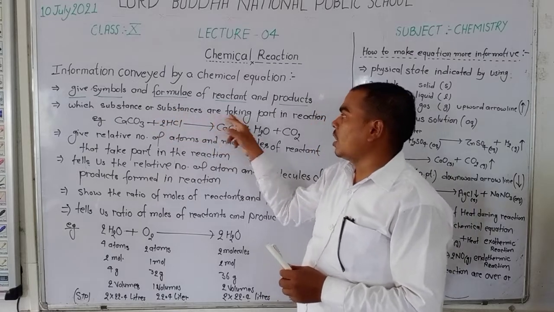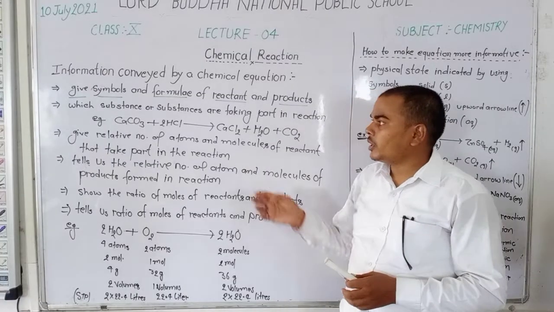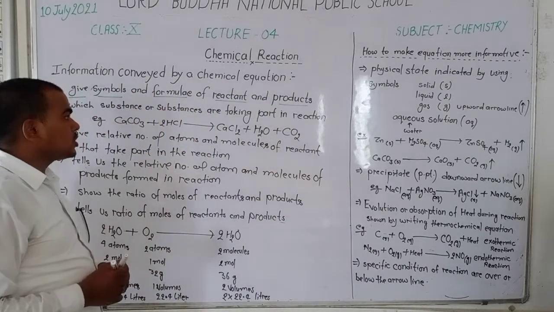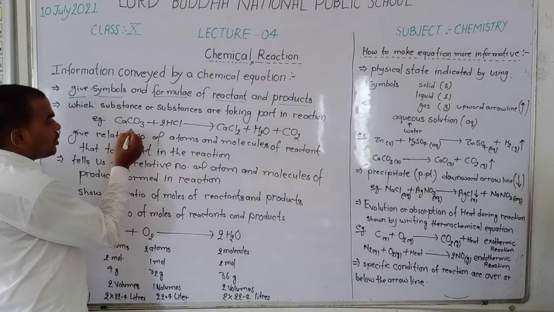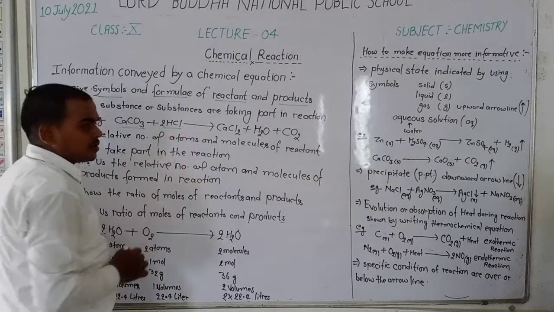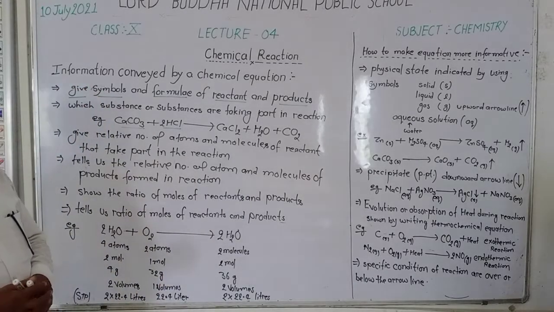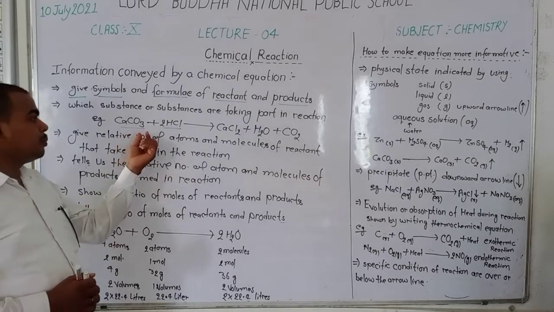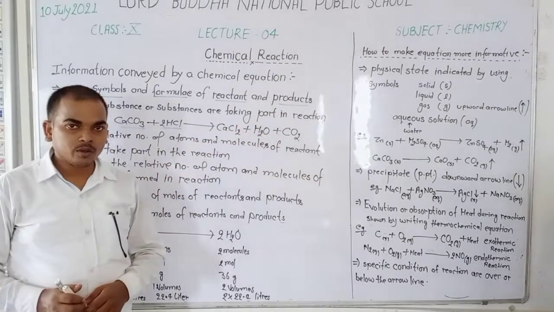or substances are taking part in a reaction. In equations, it is also given which type of substance takes part in the chemical reaction as a reactant. Like here in this equation, calcium carbonate and hydrochloric acid take part in this chemical reaction and produce calcium chloride, water and carbon dioxide.